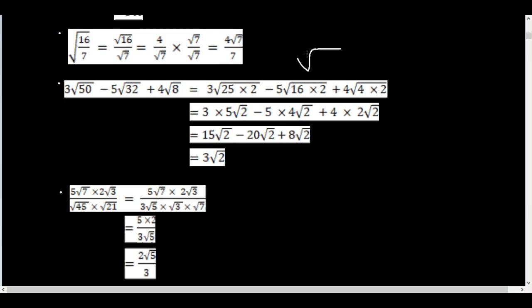And how did we get this 7 as the denominator? Remember, when you multiply a surd by itself, we get what? The number inside the surd. In this case we have root 7 multiplied by root 7, therefore we get 7.